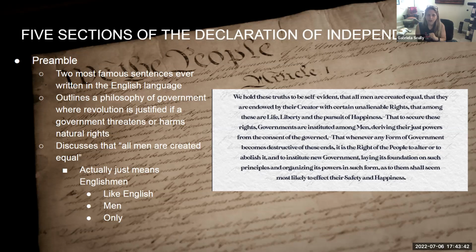And it discusses the phrase that all men are created equal. All men are created equal. And they literally mean English men only are created equal. And you have to own property. So women, enslaved people, none of those people. Those are not the same people.